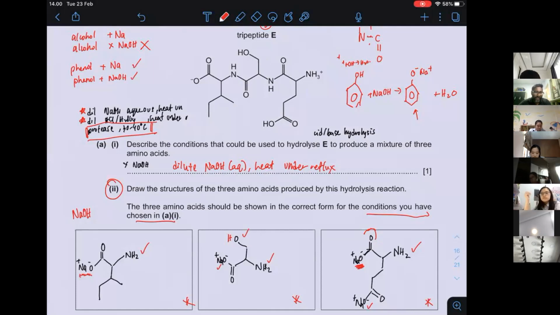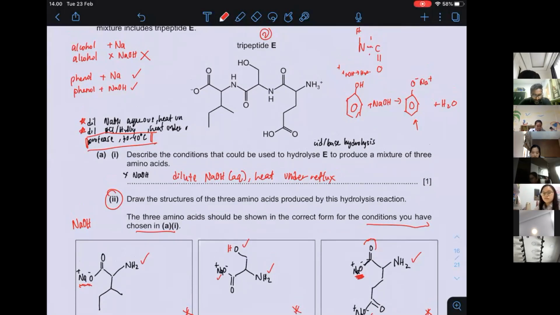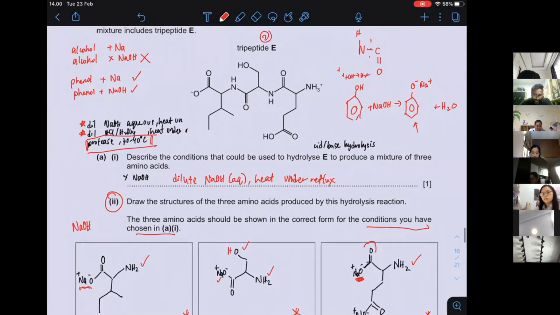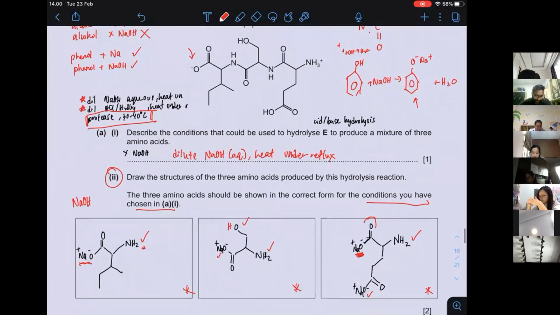With the others not showing the salt. Aneta, what do you mean? With the others, it means that if you are using HCl, then it's going to be different also, Aneta. If you're using HCl, then the carboxylic acid group will still be there. But the NH2 over here will react with the HCl.